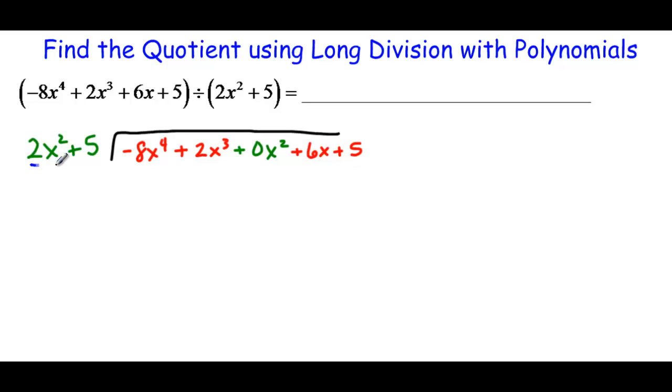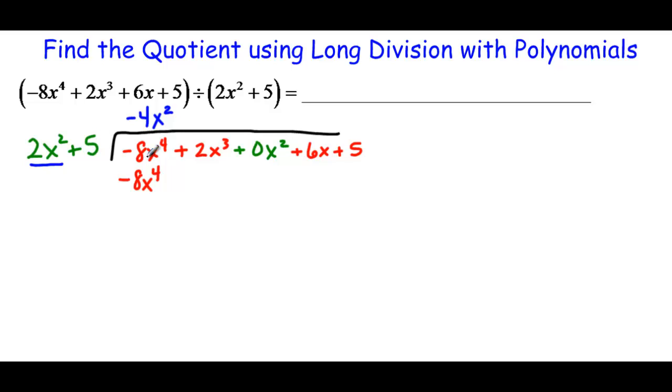So now I'm going to go through just like I did in the other 2 problems. Ask myself, 2x squared times what is negative 8x to the 4th? Well, that's going to be a negative 4x squared. And to check, I'm going to multiply these 2 together. Negative 4x squared times a positive 2x squared is negative 8x to the 4th. Negative 4x squared times 5 is a negative 20x squared.